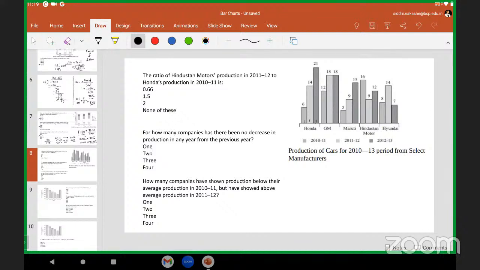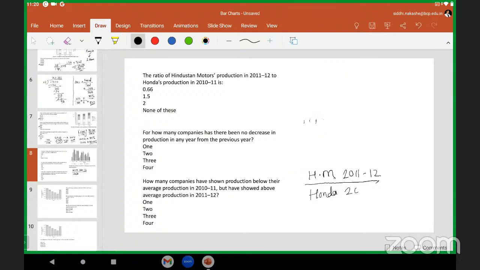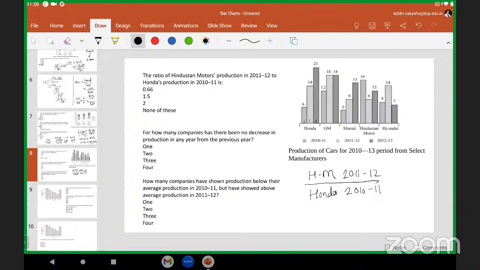So let's start with the first question. The ratio of Hindustan Motors production in 2011 to 12. So that is Hindustan Motors from 2011 to 12. Now they have asked for a ratio upon Honda's production from 2010 to 2011.